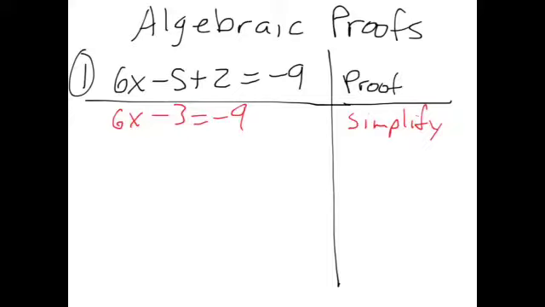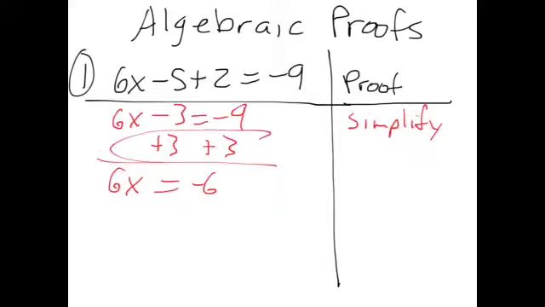And then here I'm going to add 3 to both sides because I'm trying to get my x by itself. So now I got 6x equals -6. So the property that lets me add something to both sides is the addition property of equality. And then the part that lets me get to the next step is simplify again.